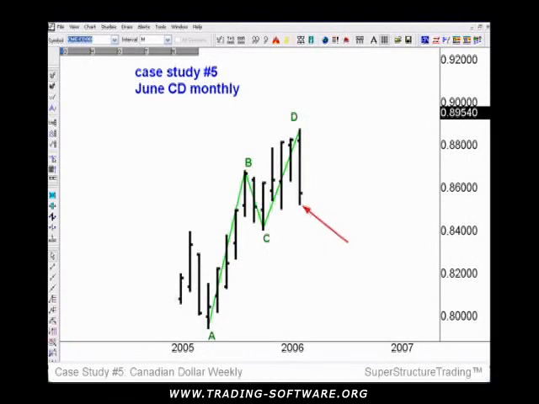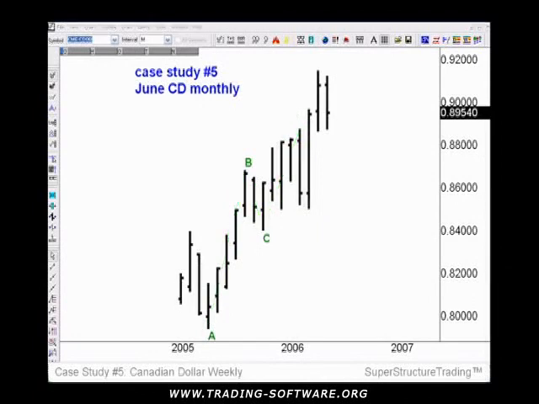So this allows you to filter out all of the excess smaller pivots associated with the narrower time ranges to just focus in on the dominant structure, which is this dominant measured move, and there is the buying opportunity shown on the monthly chart.